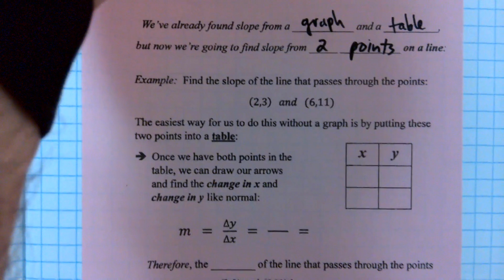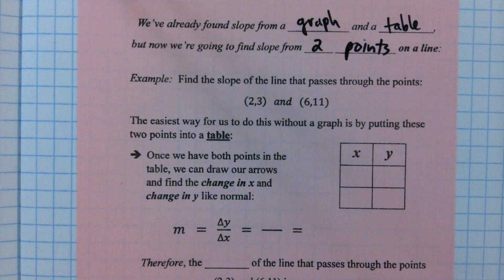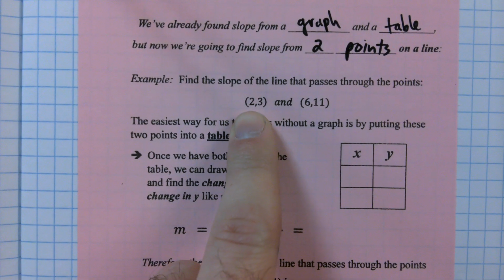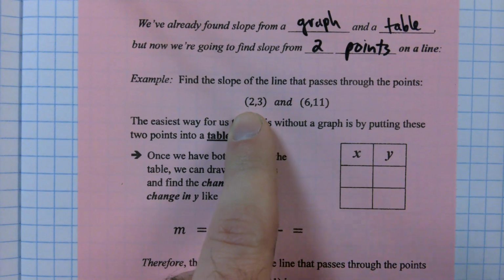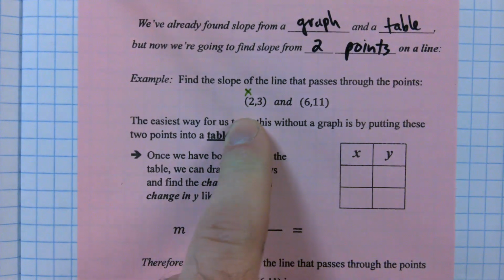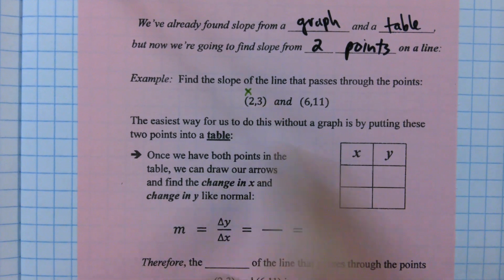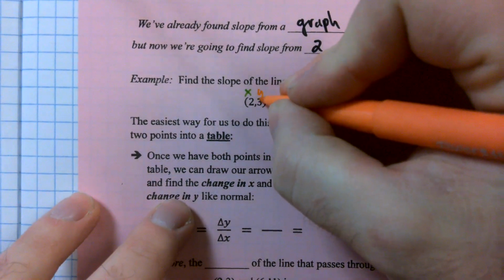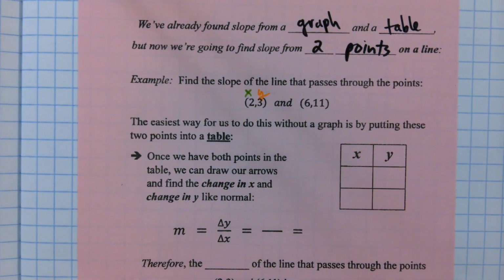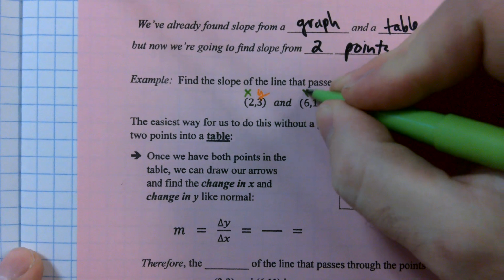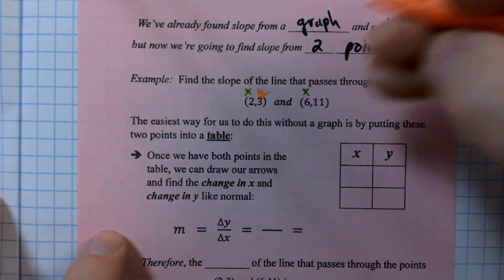Let's first of all figure out what coordinate is what. So in 2, 3, what is my x coordinate? 2. The x goes first, right? Which means 3 must be my y. Okay. What about 6, 11? What's my x coordinate there? 6. And what's my y coordinate? 11.